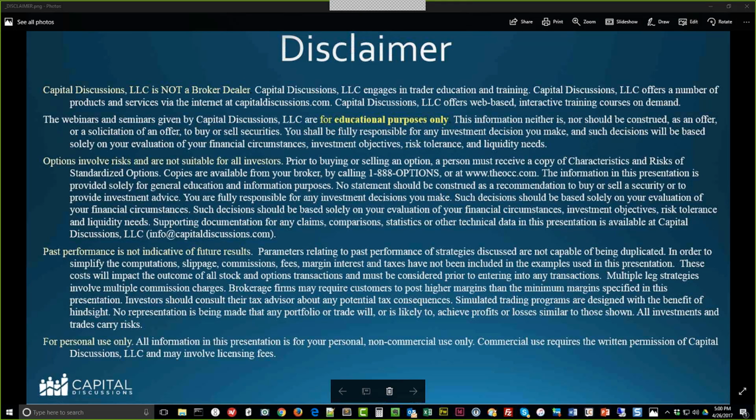Jim will be talking about volatility skew for non-mathematicians.